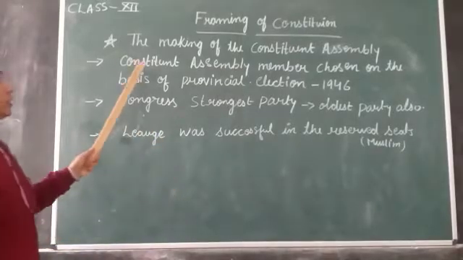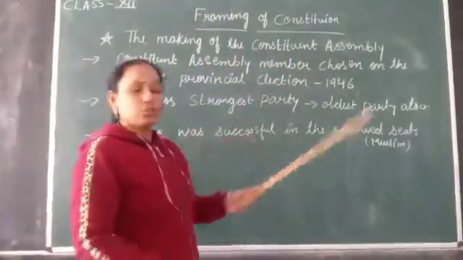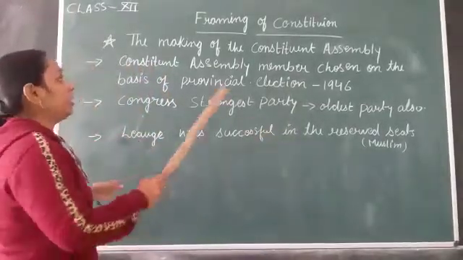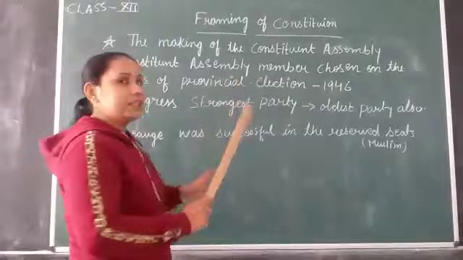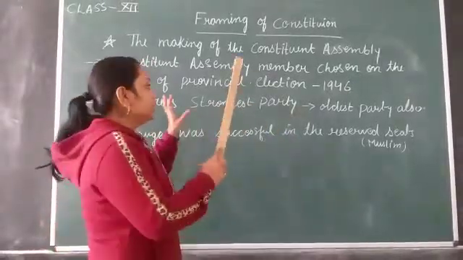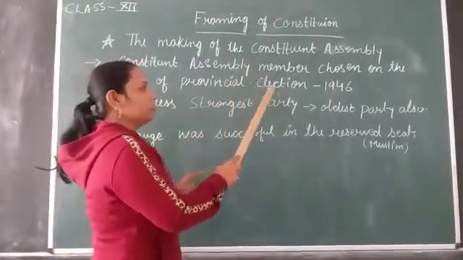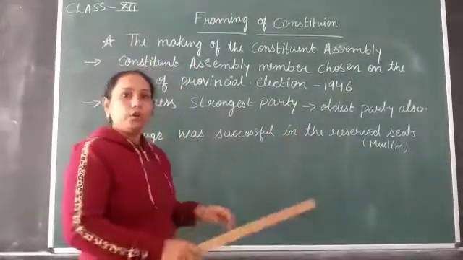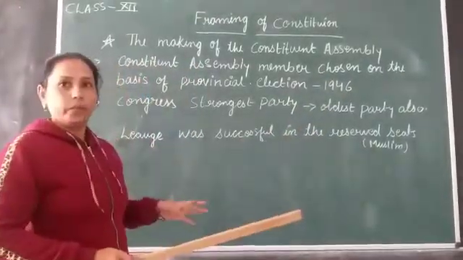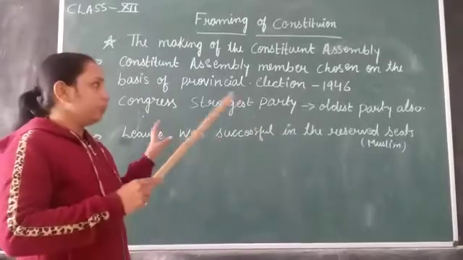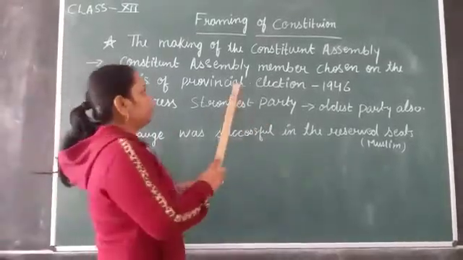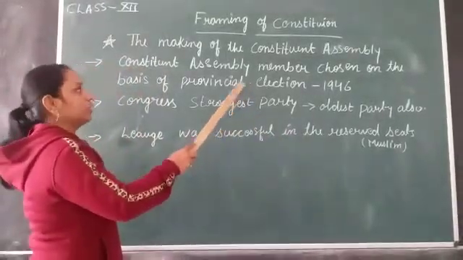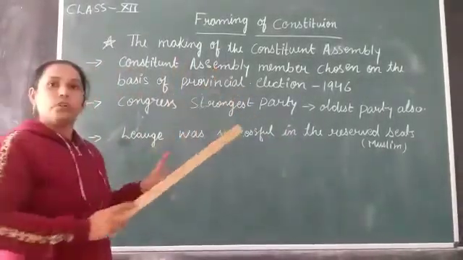You will see how the Constituent Assembly members were chosen. The members of the Constituent Assembly were chosen on the basis of the provincial election, which means the state elections. These members were chosen in the provincial election, which was held in 1946. As you all know, in 1947 India got freedom. So before this, when the British rule was there, that time the provincial election was held, and on the basis of this election, the Constituent Assembly members were chosen.